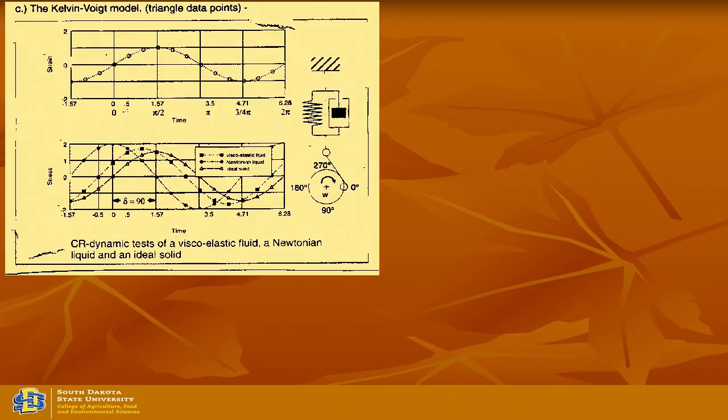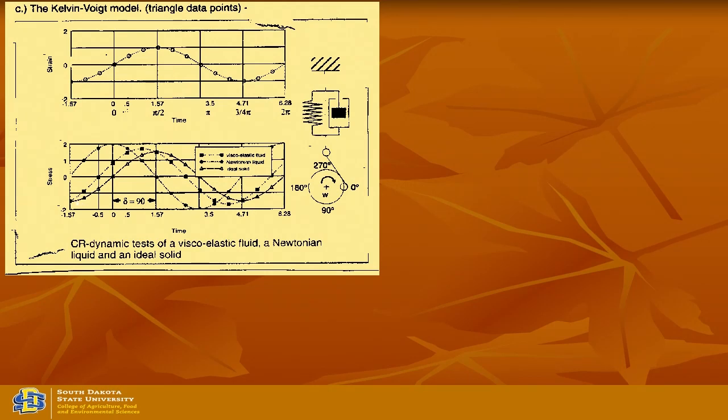So here the Kelvin-Voigt model, this is strain input similar to what you saw in the other screen. So with the strain input of this much, they are parallel to each other. You are connecting spring and dashpot in parallel. So when you have a strain input like this, the output is basically viscoelastic fluid, a Newtonian liquid and ideal solid.